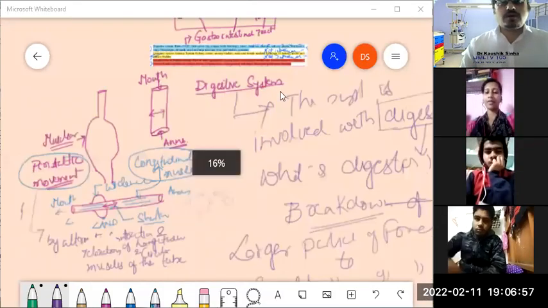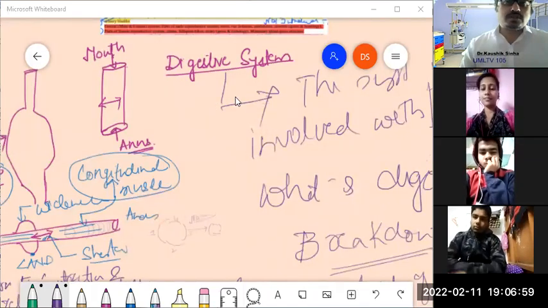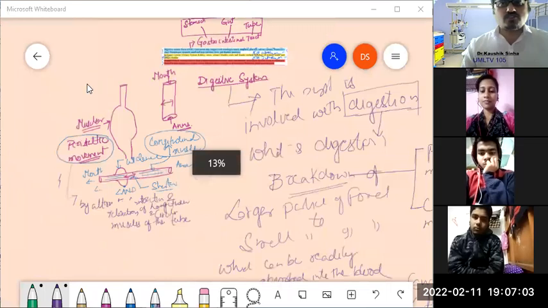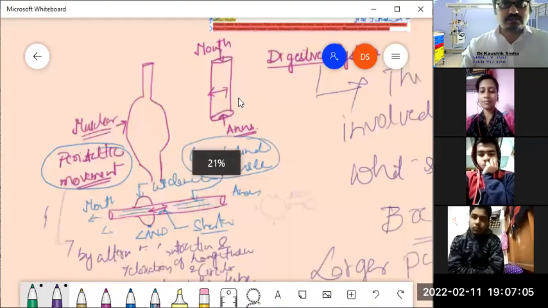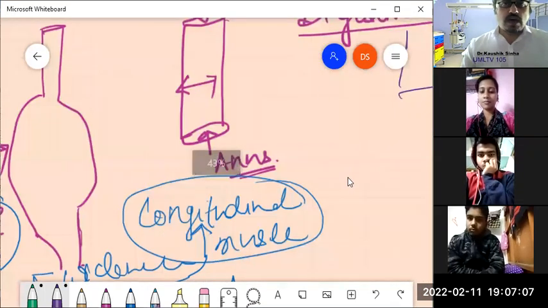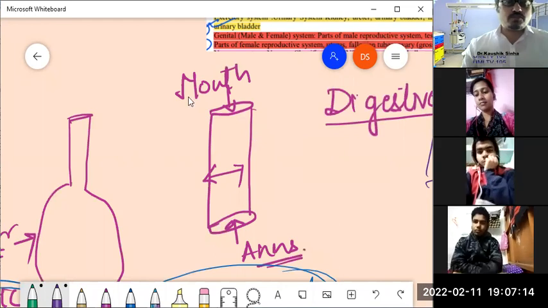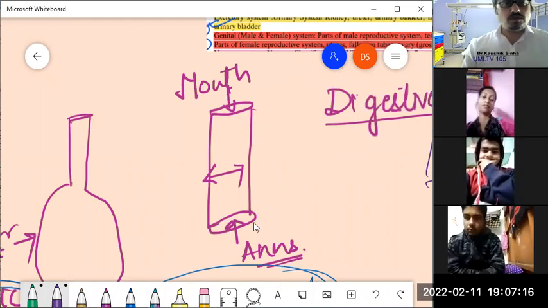So yesterday we got ourselves introduced to this new system, the digestive system, and in that system, I first said that the structure of the entire system is like a tube. As with any tube, each tube has at least two openings. For the digestive tract, or the digestive tube, the openings are called the mouth and the anus.